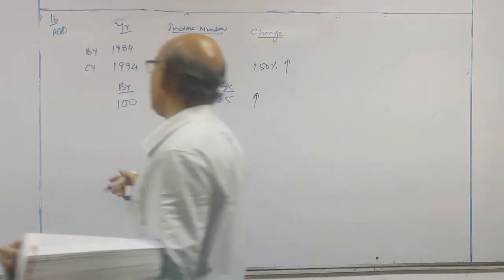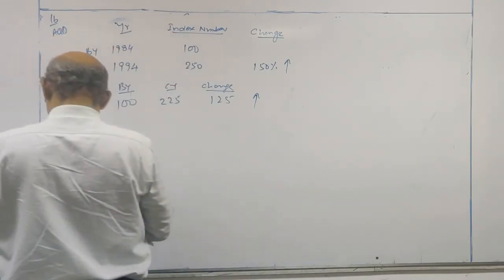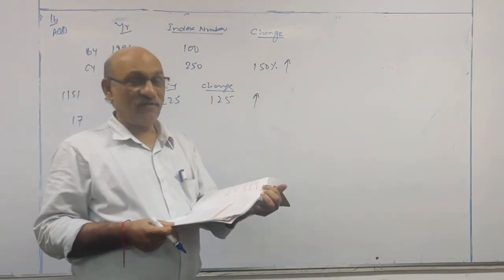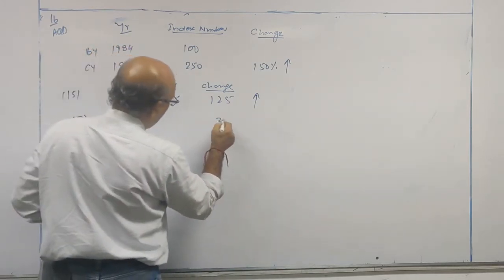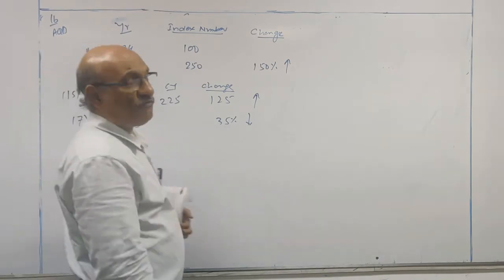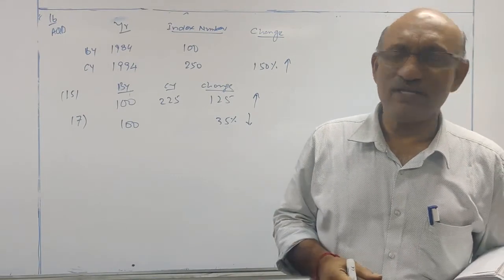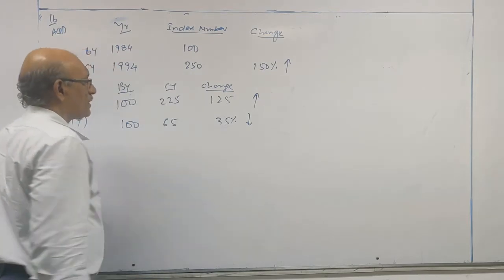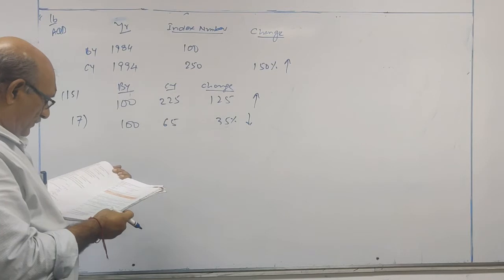Next, look at the 17th question. If the prices of all commodities in a place have decreased by 35%, change is given, 35% downward trend. 100 is the index number of the base year, because no information is given about the index of the base year. 100 minus 35 is 65.